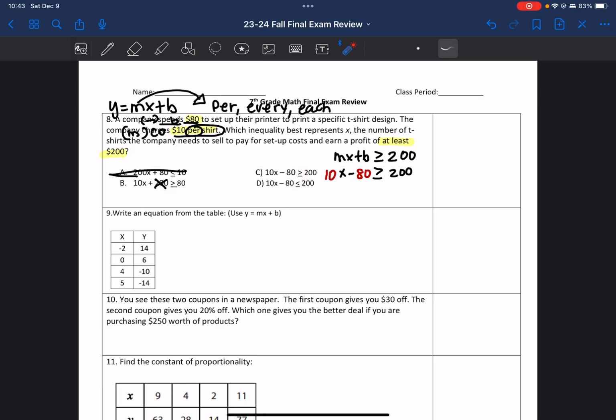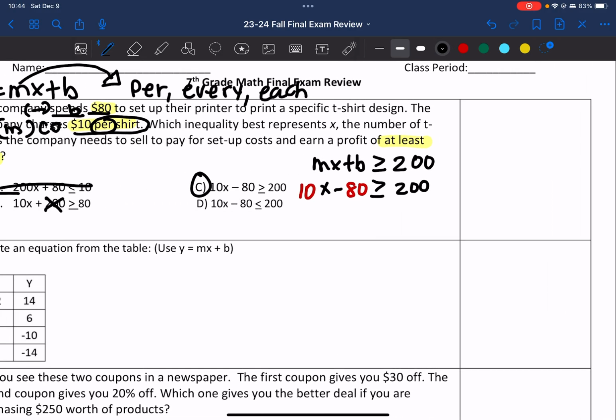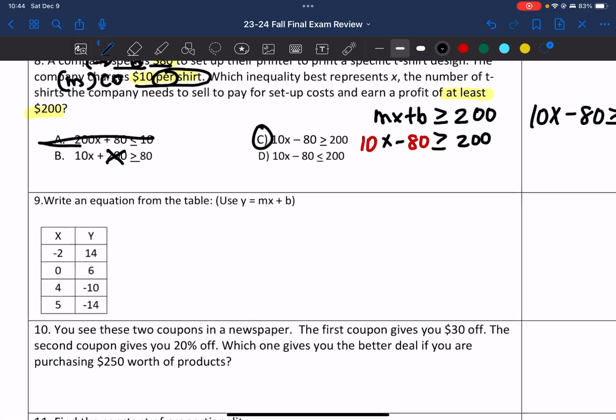Okay, and I see that this one matches exactly what we wrote. So it is going to be C. In other words, it is going to be 10x minus 80 is greater than or equal to 200. Because remember, at least means it can be equal to or higher than 200. Okay, so let's go to number 9. Write an equation for the table.